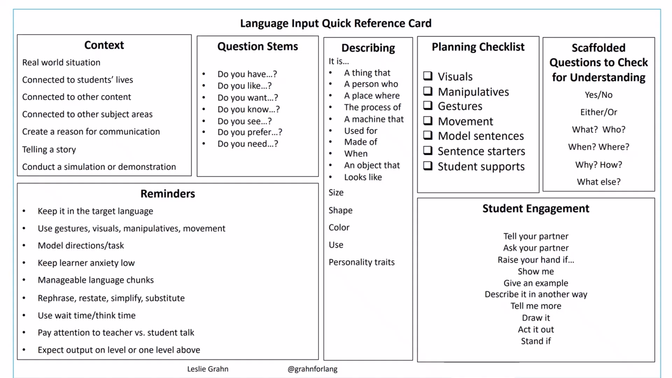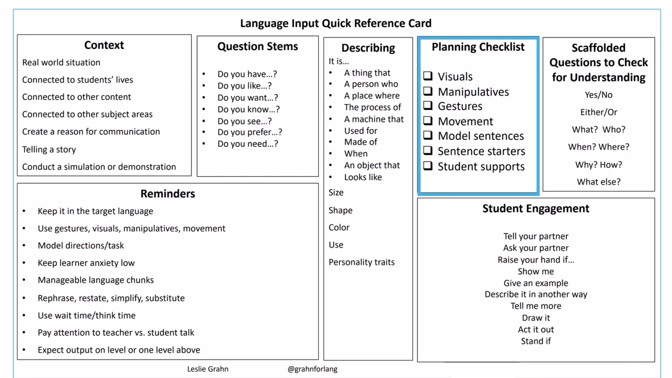Now that we have characteristics of input and output fresh in our minds, let's talk strategy with reminders and tools to help you put into action in your classroom. Here's a great resource courtesy of Leslie Gren that you can use as a reference tool to help you stay on track with providing effective language input for your students. I like how it provides support as you plan your lessons.